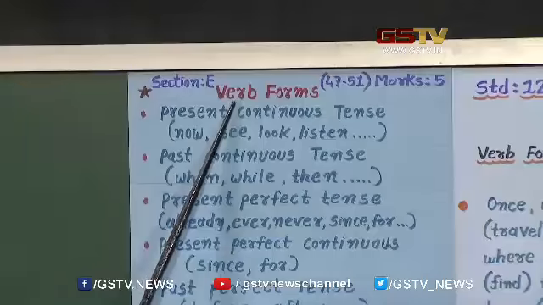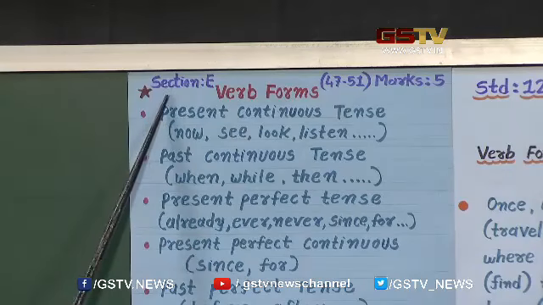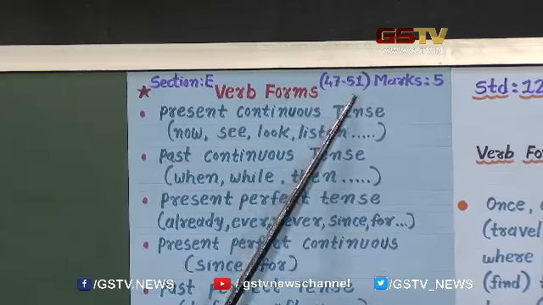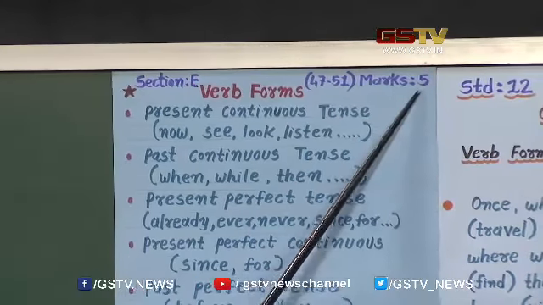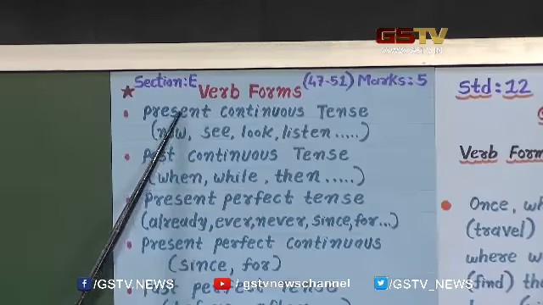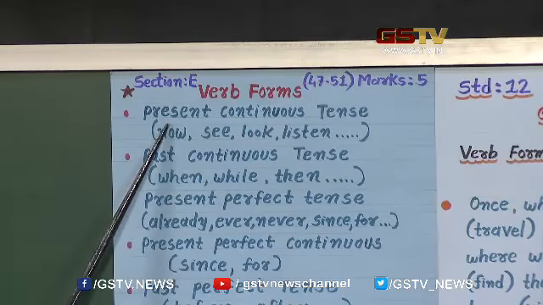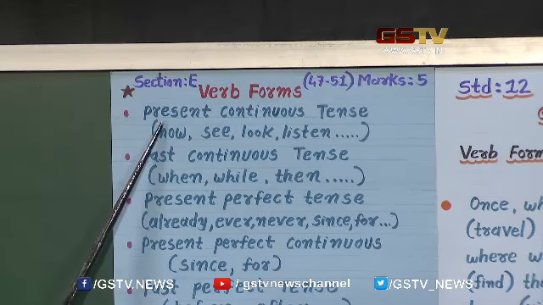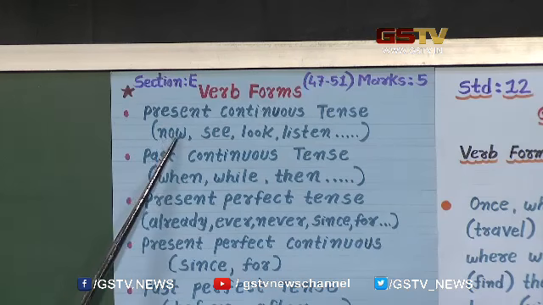In verb forms, the question is in, as you are aware, section E. Question numbers 47 to 51, and it carries 5 marks. First of all, as we have revised tenses, if you have command over tenses, here you are going to score full marks. Nothing new, it is what you have been studying for years.